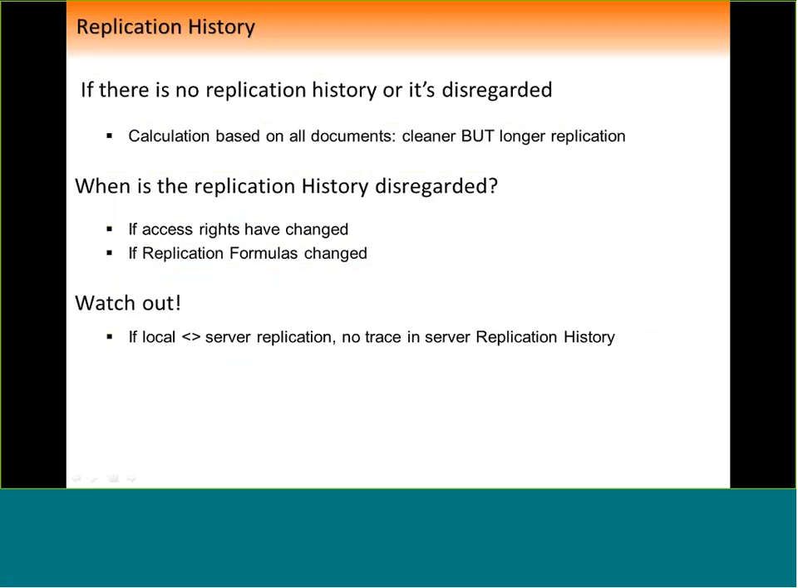What you may be asking yourself is, when would replication history actually be disregarded? Well, it's disregarded in two different scenarios. The first is if the access rights have changed. Obviously, security has changed. For example, a server no longer has access to a certain set of documents, or you've put in a replication formula that changes which documents are actually going to be replicated. Then it has to disregard the replication history and start over. So a couple of things that you need to watch out for.